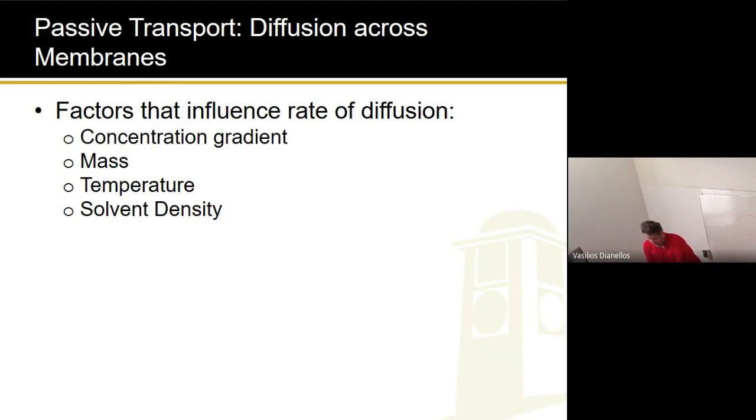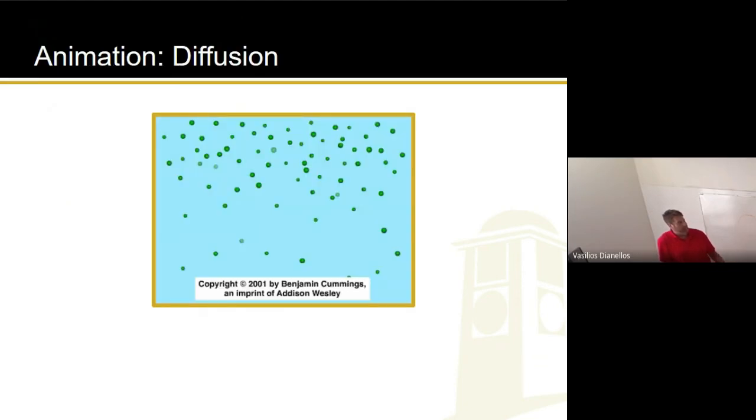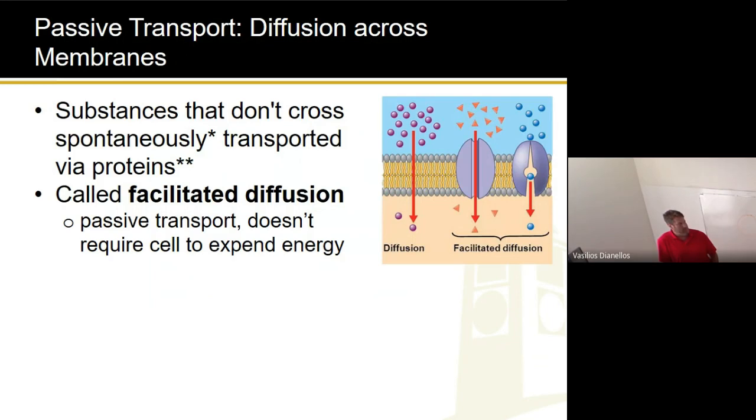All right. And again, this is largely a review. If you download the PowerPoint, you can watch this little animation of diffusion in action. All right. So sometimes substances do not cross spontaneously, right? Even though they want to diffuse from an area of high concentration to low concentration, sometimes they can't.